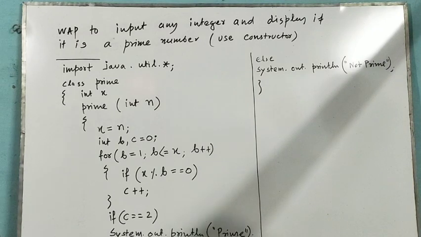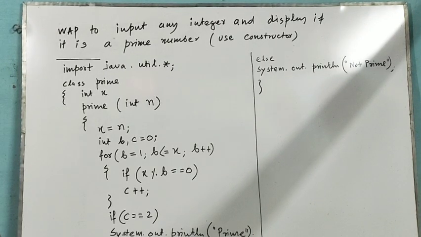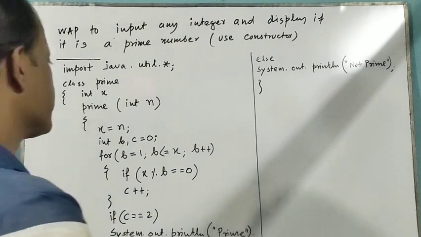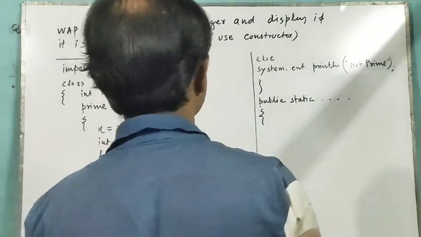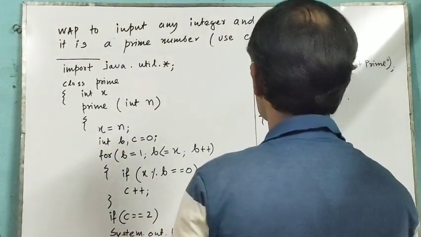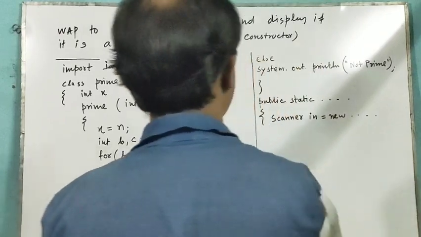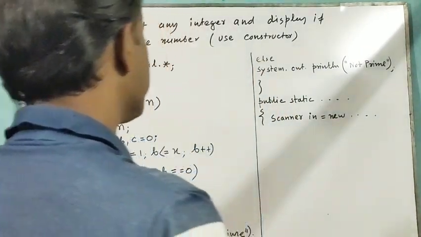Now, if you look at the program, we have not written the main program yet. That means public static void main is not present, and we have not taken input of any integer also. So now we will write public static void main. Then what else we need? We need to create an object of the Scanner class. Scanner in = new Scanner(System.in).